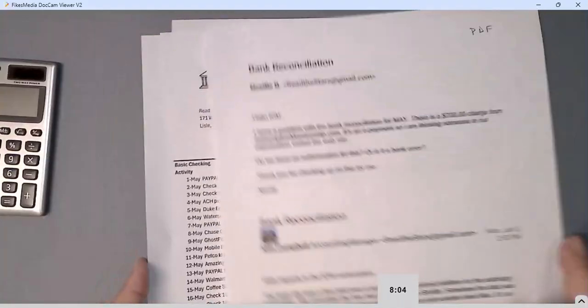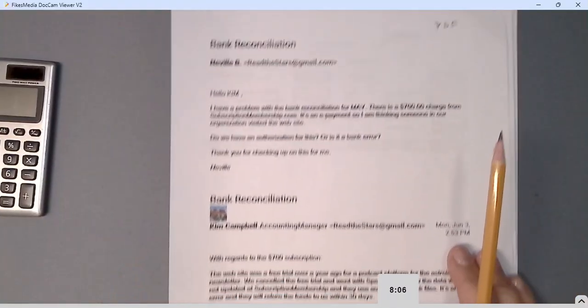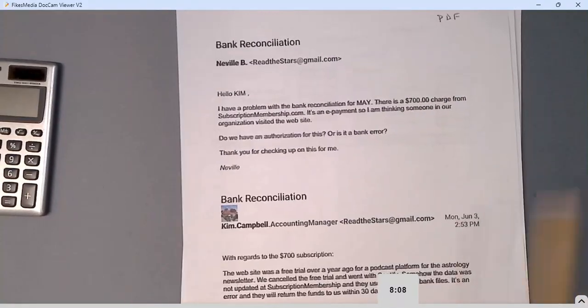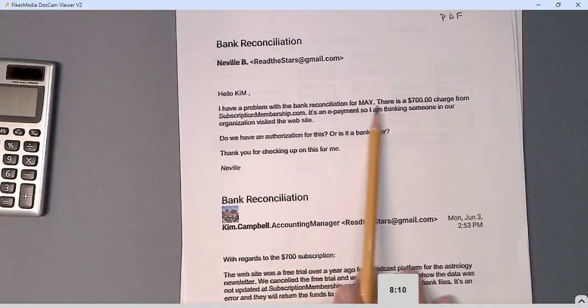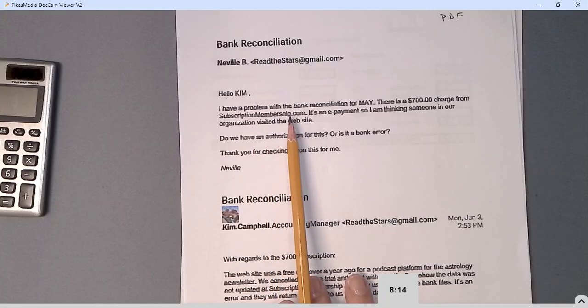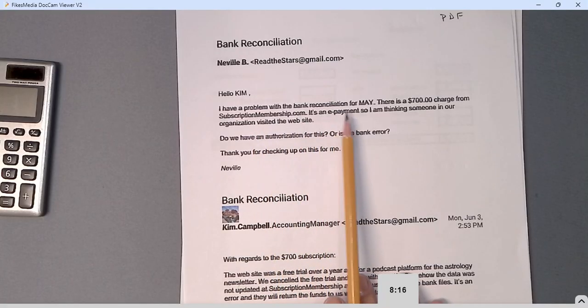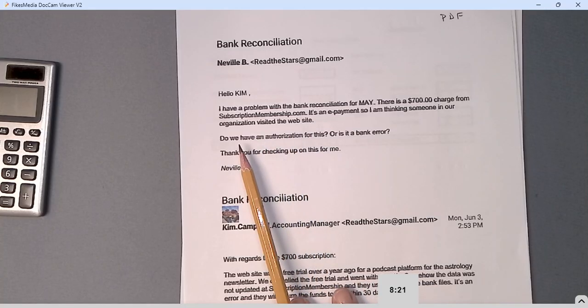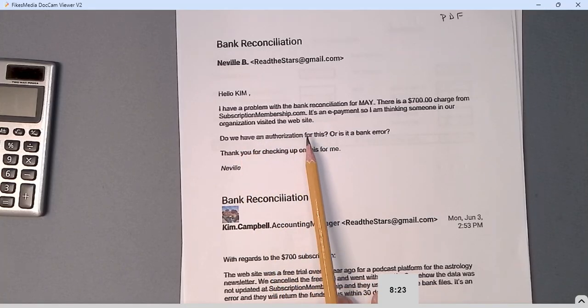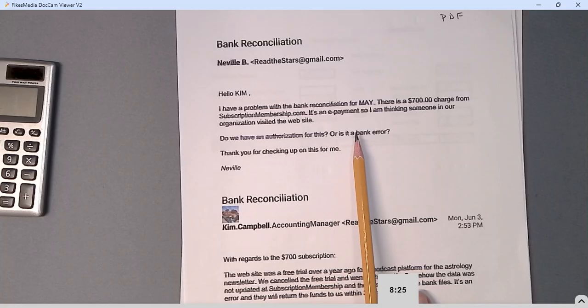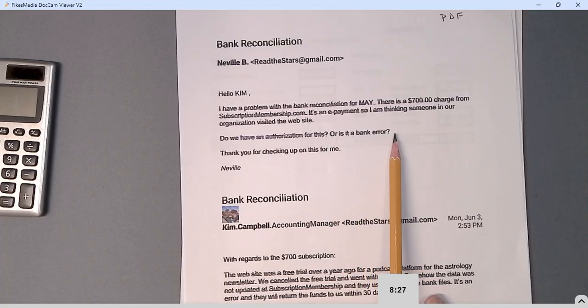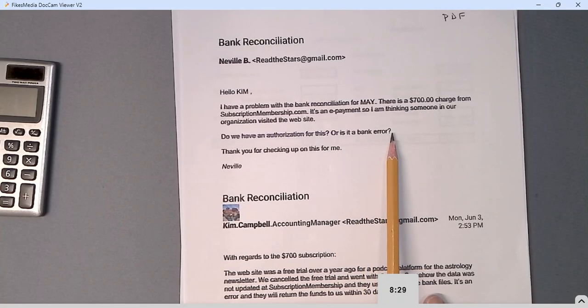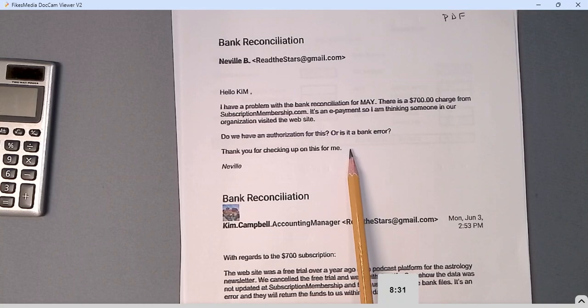So Neville sends a memo to the accounting manager, Kim, and says, I have a problem with the bank reconciliation for May. There is a $700 charge from subscriptionmembership.com. It's an e-payment, so I'm thinking someone in our organization visited the website. Do you have an authorization for this, or is it a bank error? So there's the question that Neville has directed the accounting manager to help him investigate.